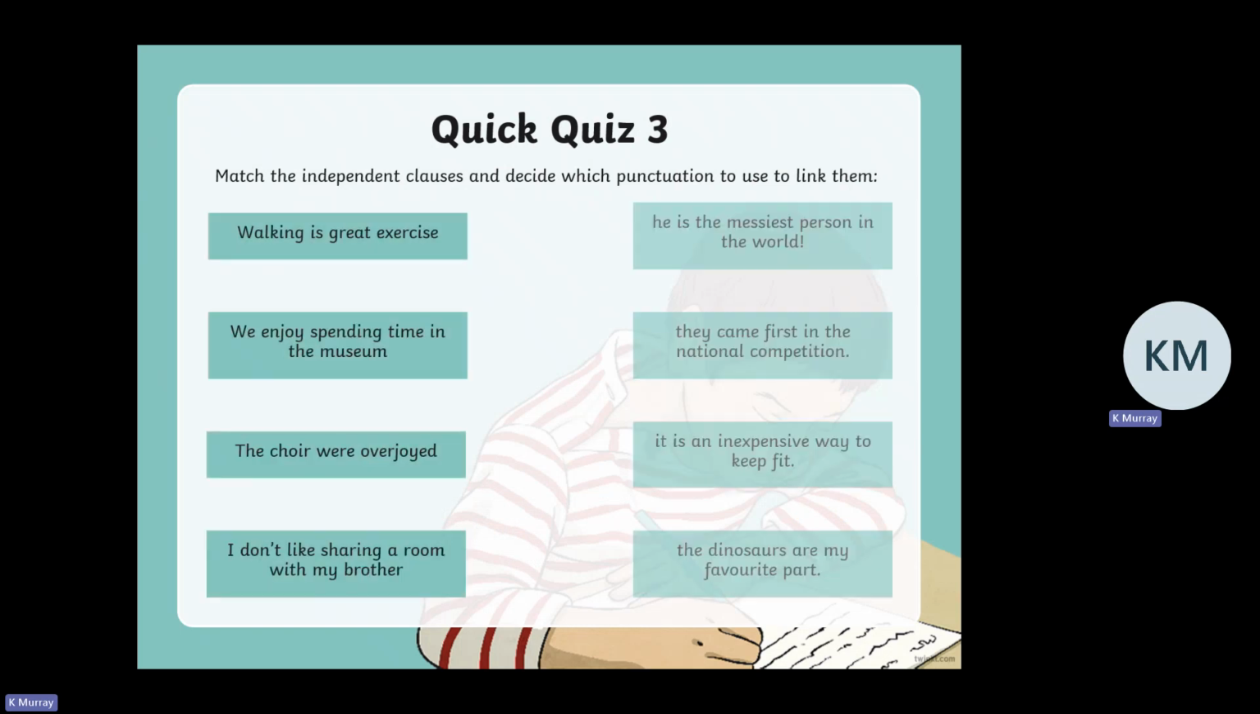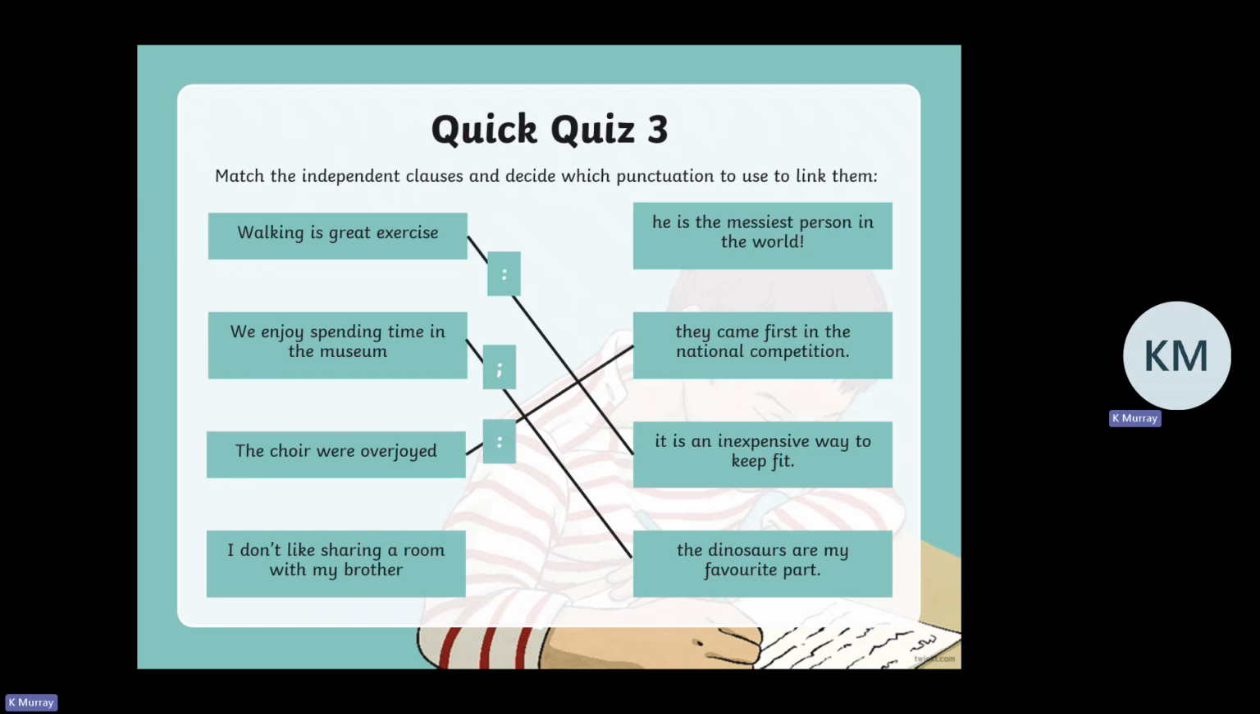Matching these. Okay, walking is great exercise, colon. It's an inexpensive way to keep fit. We enjoy spending time in the museum, semicolon. The dinosaurs are my favourite part. The choir were overjoyed, colon. They came first in the national competition. I don't like sharing a room with my brother. Dash, he's the messiest person in the world. All of those bits of punctuation work there. The only thing that won't is the comma. That would be the comma splice.